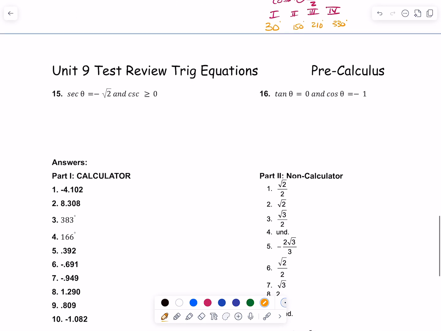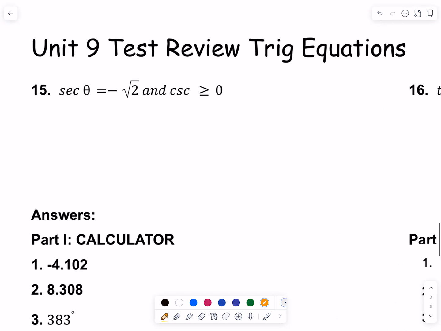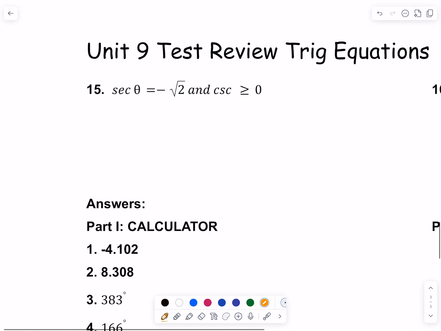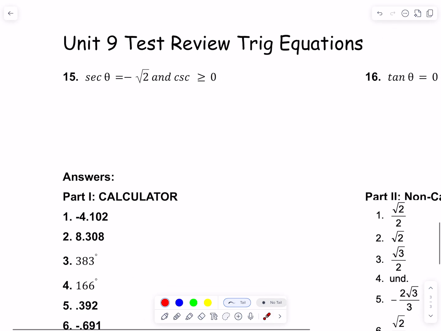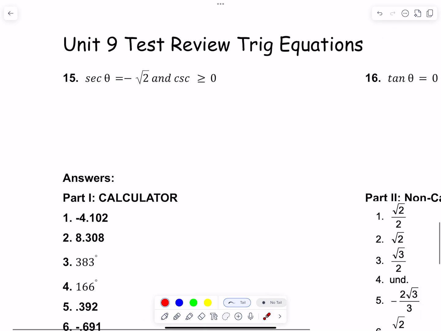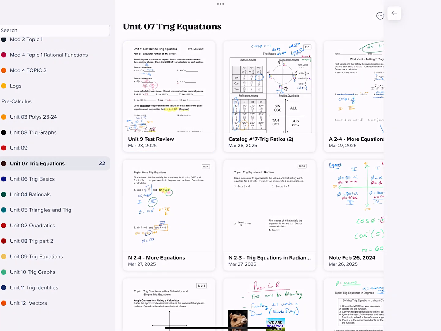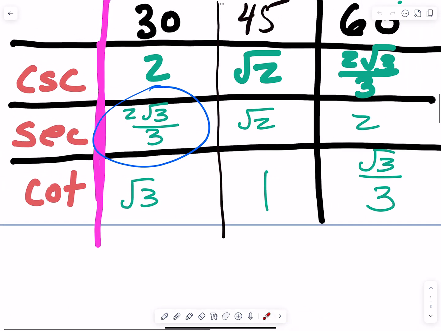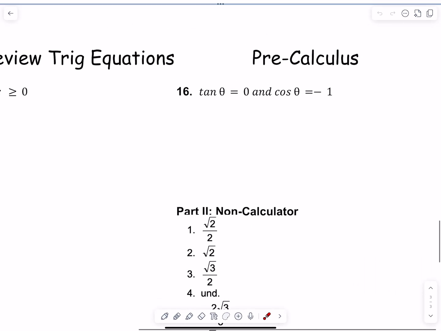Okay, let's see, do I need to do this one right here? These are all pretty much the same. This one right here, you're going to use for 15. I'm not going to do 15 because I want to keep this video short, but on 15, you would use this right here, right? Secant at square root of 2 is 45 degrees, and you just kind of go from there. And then just do what we've been doing, and then you should be able to get the answer.